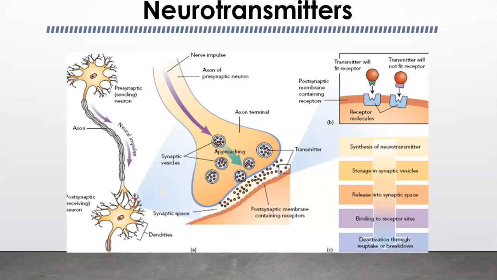So here's an image of these different steps. In the presynaptic neuron here, our nerve impulse is sending down to the postsynaptic cell, and our synthesis of neurotransmitters again usually happens in the soma, or the cell body.